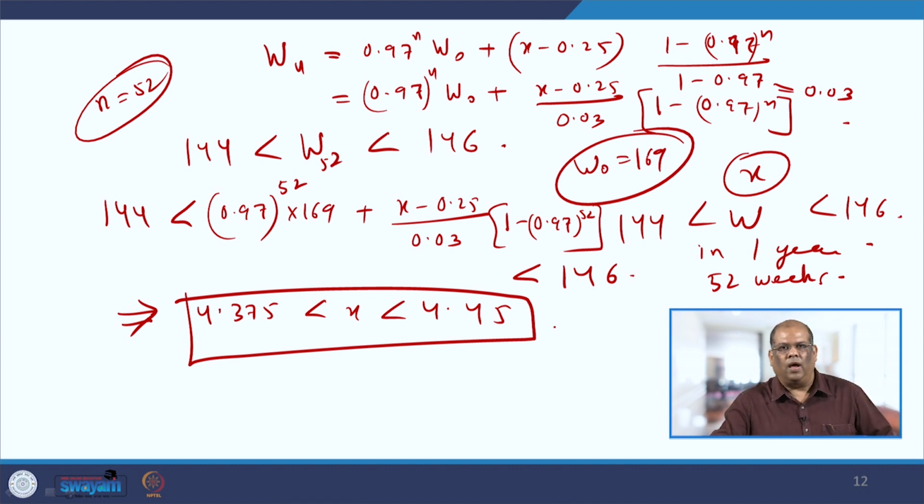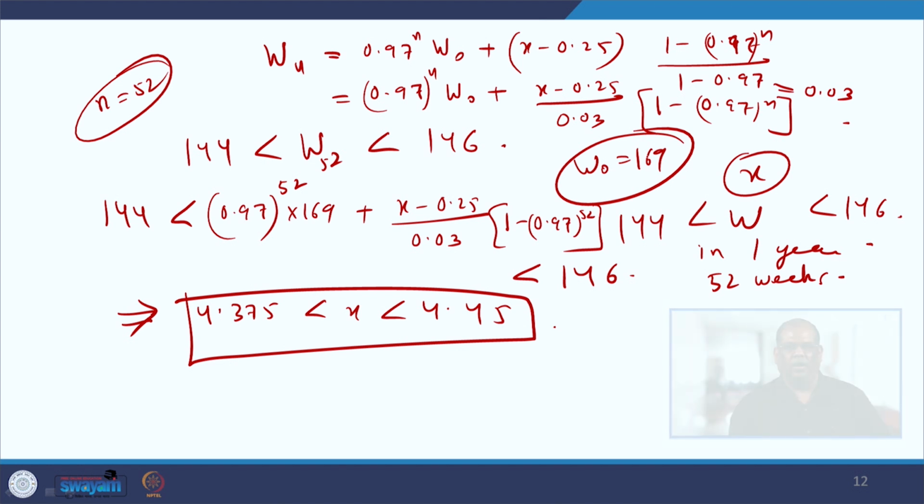So with this, we have an idea of how burning of calories can be calculated or achieved by this simple mathematical model. In my next lecture, we will be talking about the kidney function model.